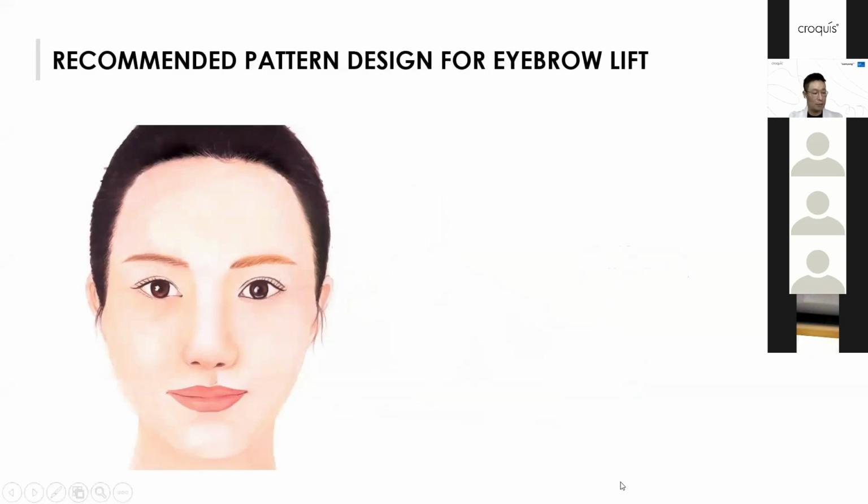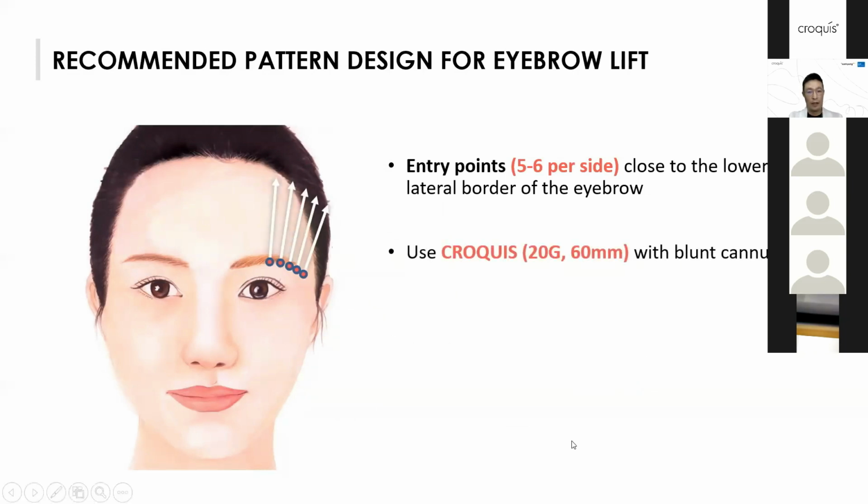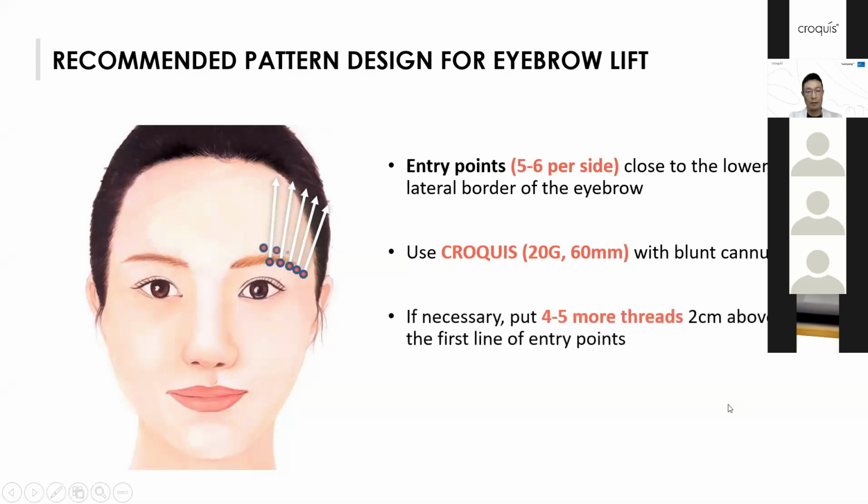To describe this in more detail, I usually make entry points about 5 to 6 points per side, just beneath the eyebrow. And I use Croquis, which is shorter than used for mid-face or lower face, which is 6 centimeters length with 20 gauge cannula. Of course, it's blunt cannula. If necessary, put 4 or 5 more threads 2 centimeters above the first line.